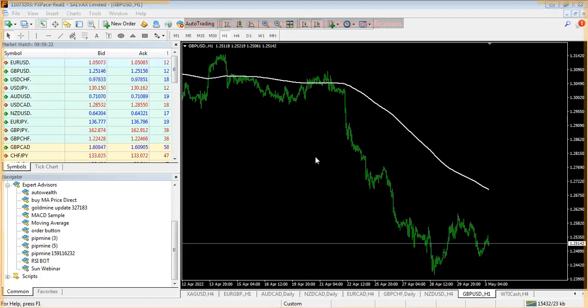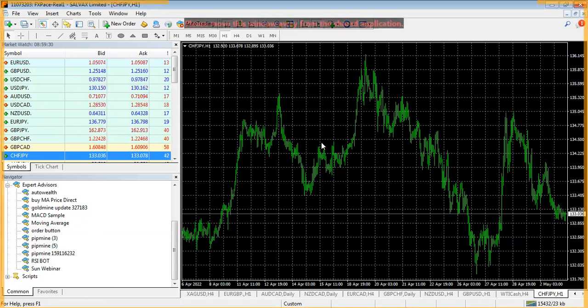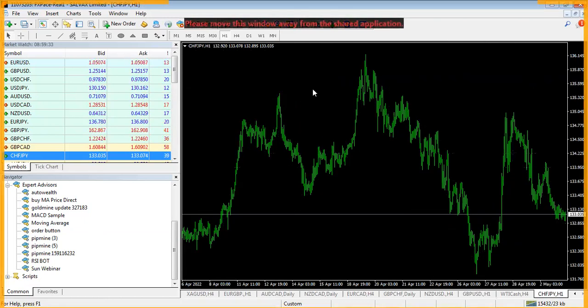Now, this is pounds dollar. Let me bring up the CHF JPY, then let's have the moving average installed. Moving average 240. These are the time frames. For instance, we are using this time frame. Let's just try to get some things that played out in the history.